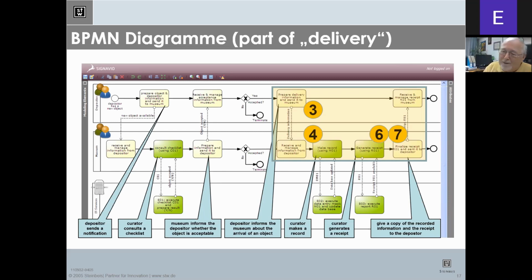So it's not only the object entry, it's a little bit more than what you see here. You could have other processes, for example, condition checking. You could already initiate a restoration process and something else. So here I have given you a short explanation of these different processes.